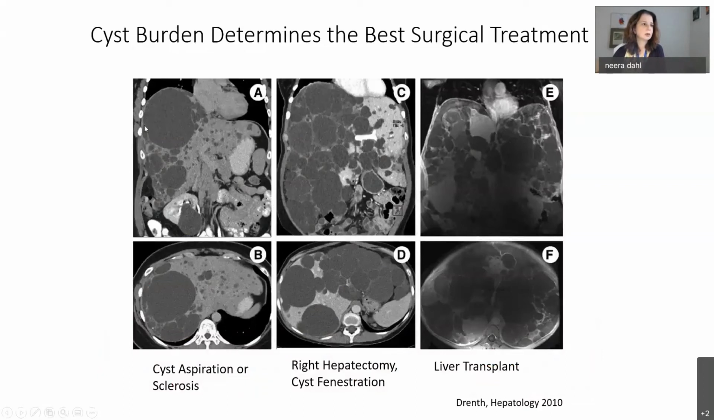So if you see someone with a single dominant cyst, then you might consider cyst aspiration or sclerosis. The rest of the liver looks very, very healthy and good. Someone who, in this case, has cysts that are predominantly on the right side, they might undergo a partial hepatectomy, in this case of the right lobe of the liver, so to take out that cystic part of the liver. And someone who has diffuse cysts, where the entire thing is full of cysts, really the only option is to go to liver transplant.